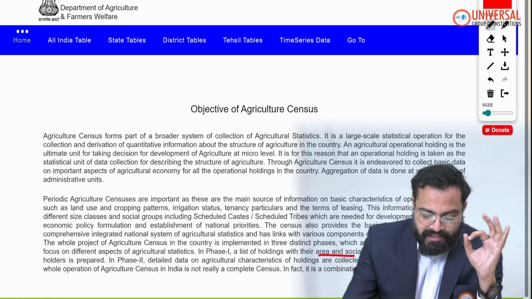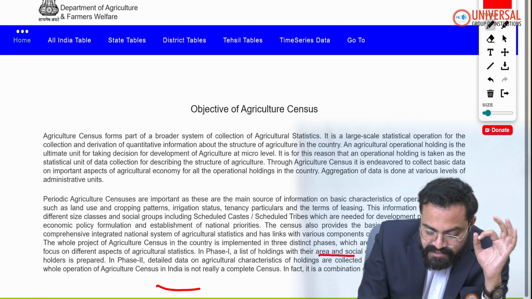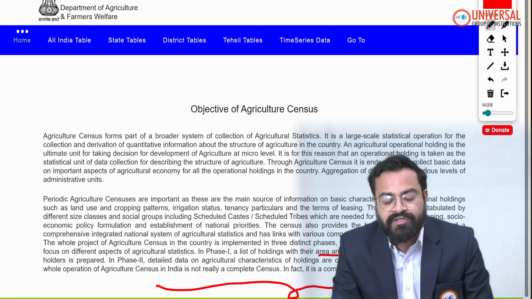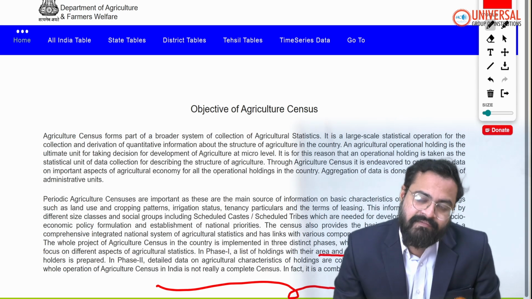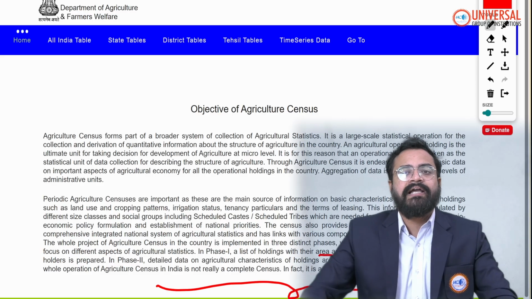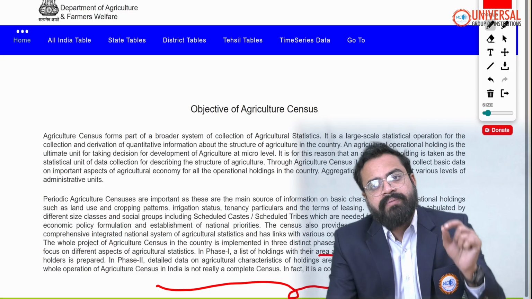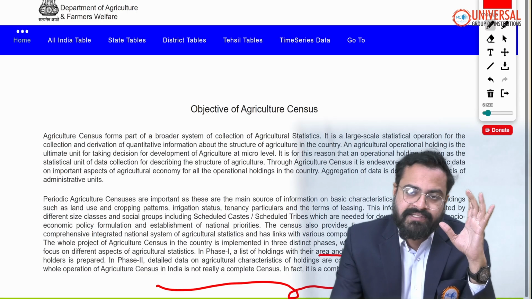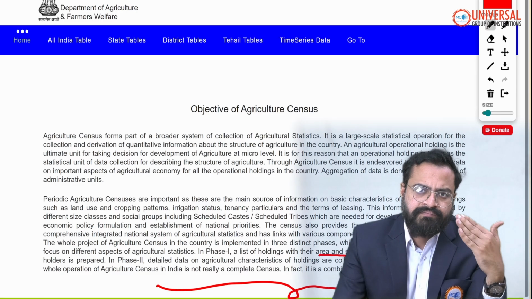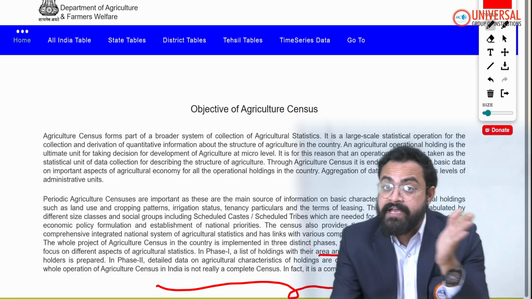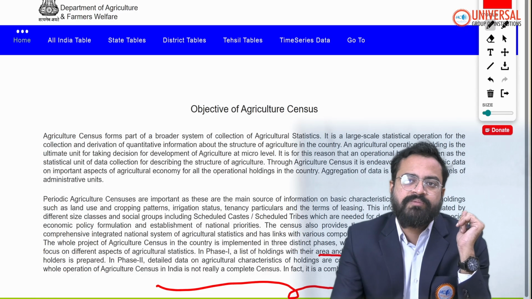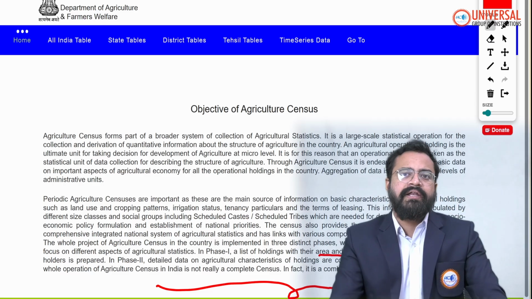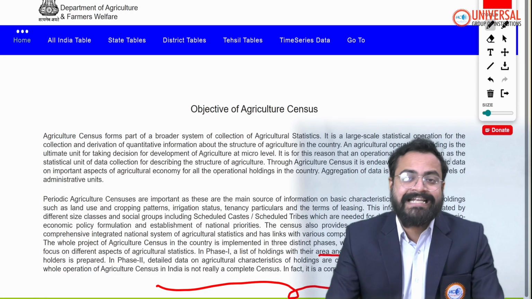So do remember very clearly, the agricultural census is not really a complete census. In fact, it is a combination of census and a sample survey. Yes, you heard it right. The agricultural census is a combination of a full-fledged census as well as a sample survey. Because in phase 1, a full-fledged census is being conducted. In phase 2, a sample survey is being conducted. So do remember this very clearly about the agricultural census for your initial understanding.